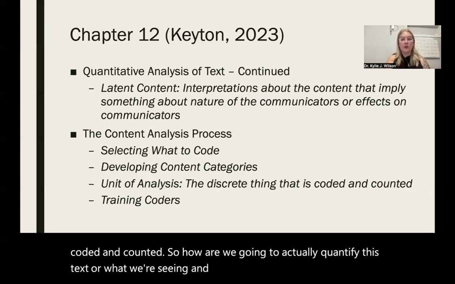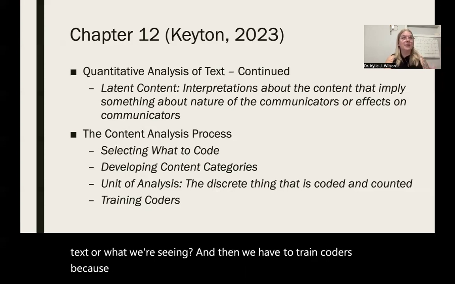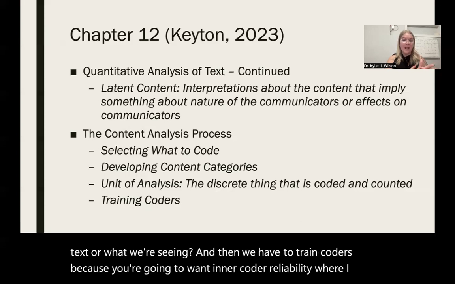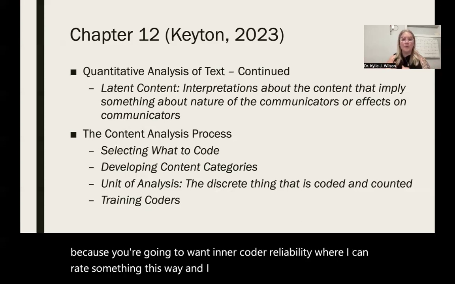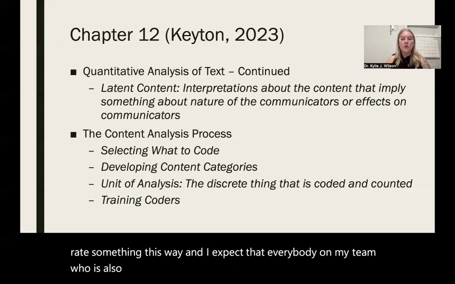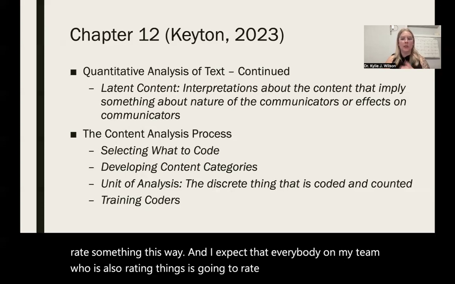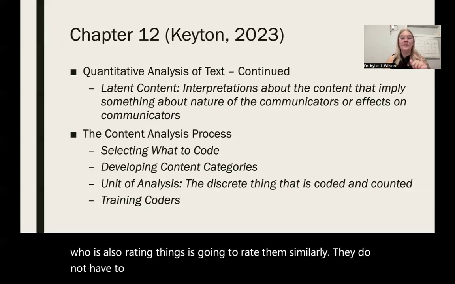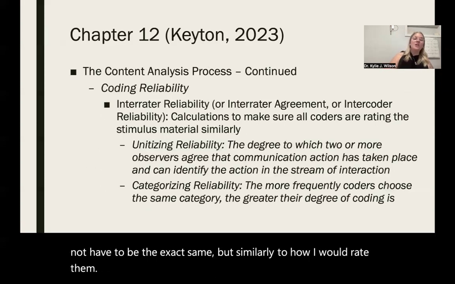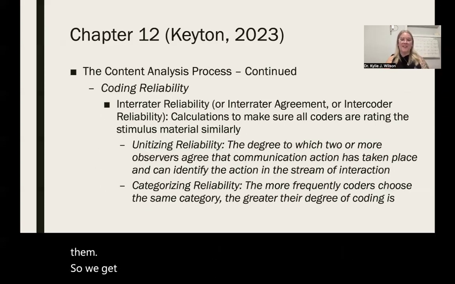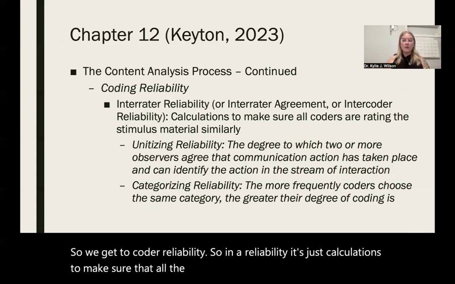And then we have to train coders, because you're going to want intercoder reliability, where I can rate something this way, and I expect that everybody on my team who is also rating things is going to rate them similarly. They do not have to be the exact same, but similarly to how I would rate them. So we get to coder reliability. Intercoder reliability is just calculations to make sure that all the coders are going to rate them similarly.